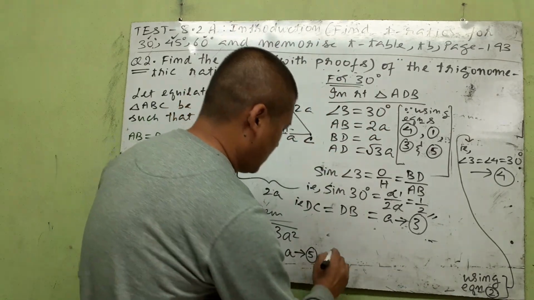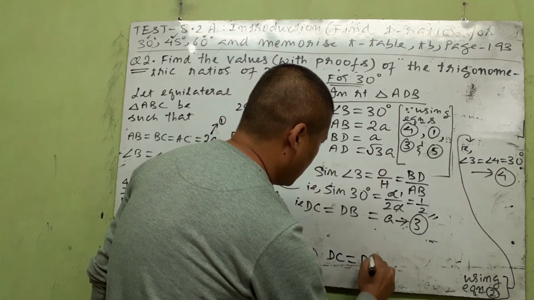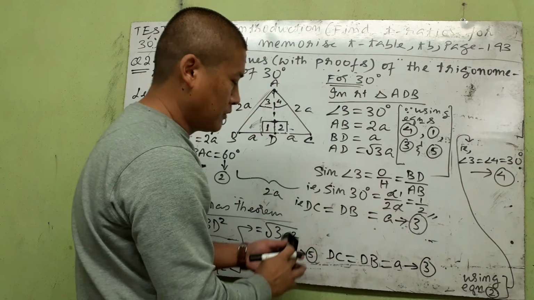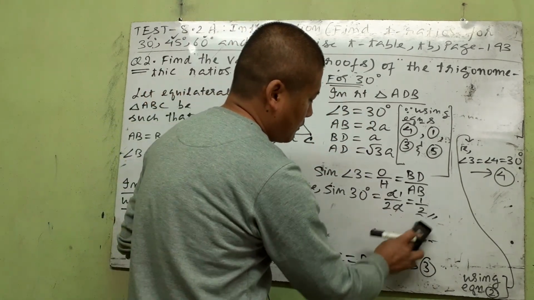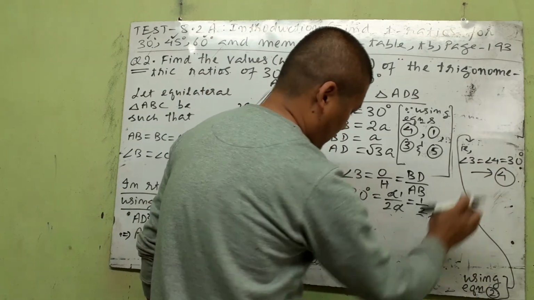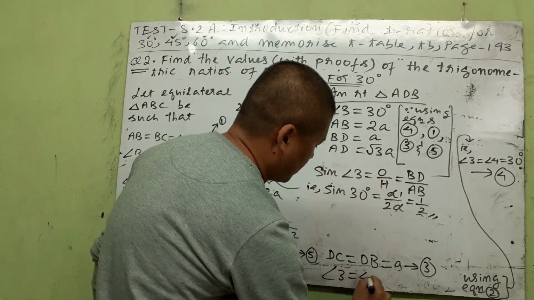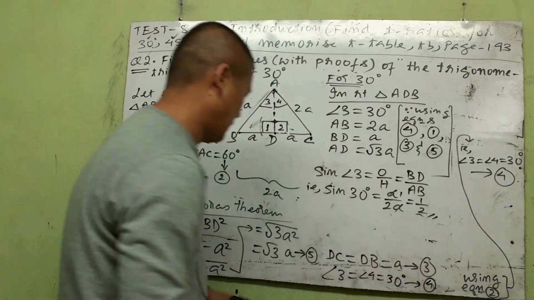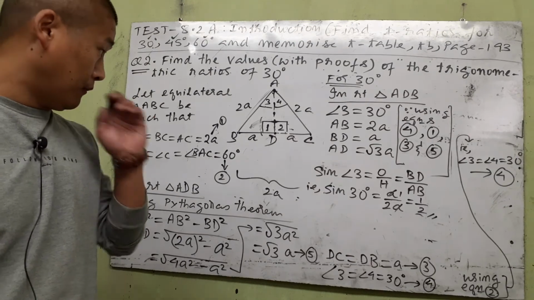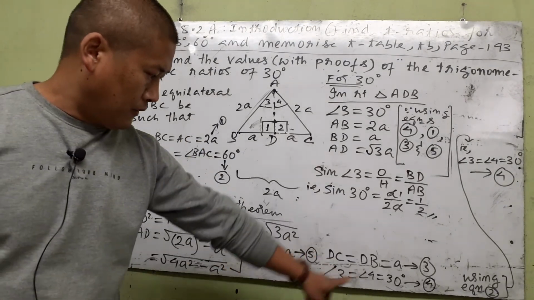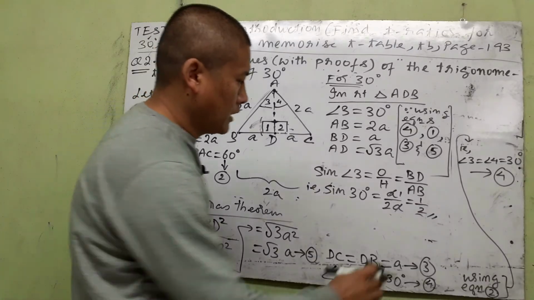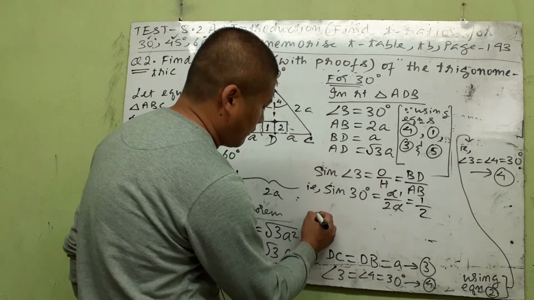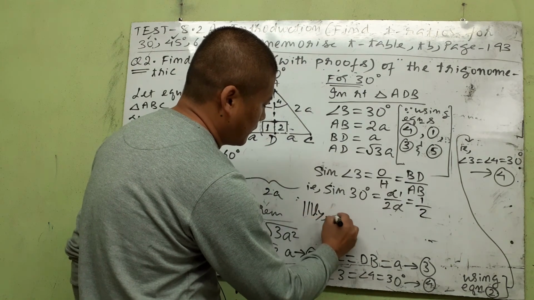So let us write here DC equal to DB equal to A. Let this be equation 3. You've already written it, you don't have to write it again. For space I'm writing it in. Then here angle 3 equal to angle 4 equal to 30 degree, equation number 4. And 5 here. We need those. So the value of sine 30 degree we have proved is equal to 1 divided by 2. Likewise, similarly, you can write like this if you want.